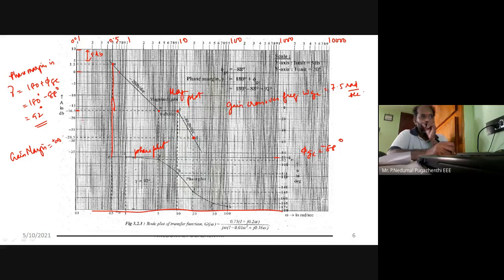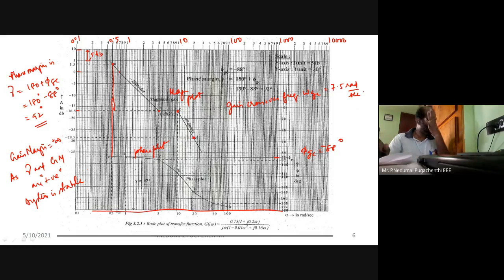So I can conclude the system is stable, as your phase margin gamma and gain margin are positive. If any of these is negative, then your system is unstable. And your phase crossover frequency cannot be found because it is not crossing your minus 180 degree mark. So with that, I think I have completed this problem.